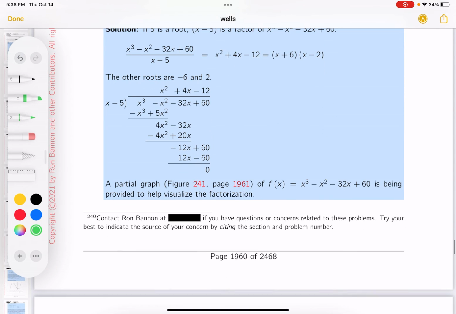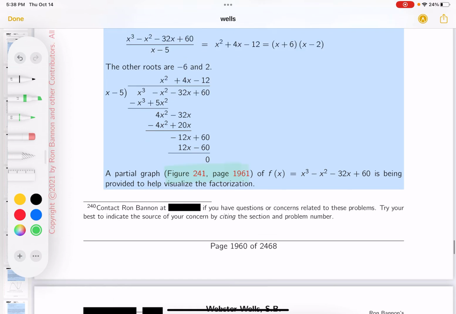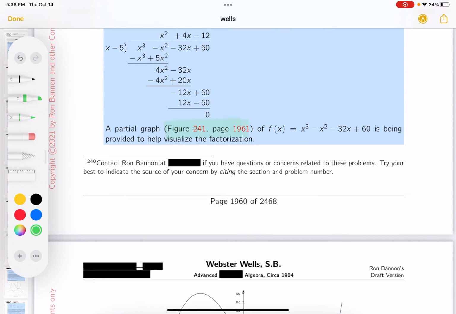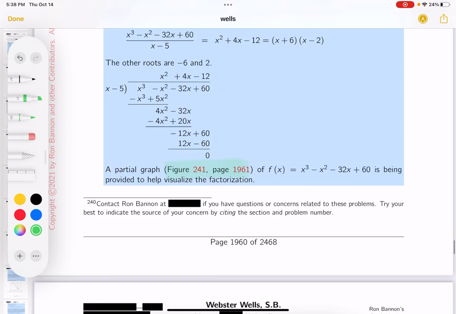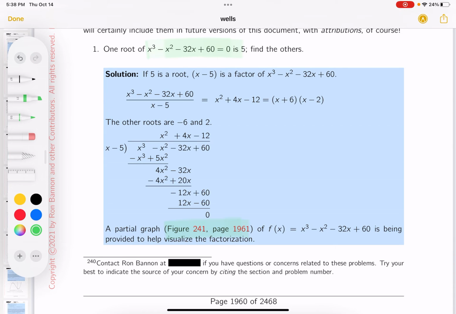You can also look at a graph. I put a graph down there for you. What's the point of that? Well, before you do that, I want to point out you could basically construct a graph. Let me point out what I mean by that. The y-intercept would be 60. I'll put this over here. What are the roots? -6. I'll put that over here.